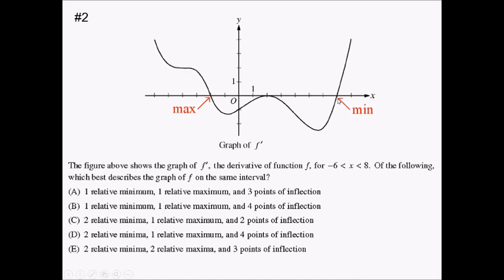And then for points of inflection, that's going to be anywhere where f prime is changing direction, and I mean reversing direction. So going from increasing to decreasing or vice versa. So we have a point of inflection right here. We've got one turnaround here. Another one here at 2. And another one down here in this area. So altogether, we have one max, one min, and 3 points of inflection. So that's going to be answer choice A.